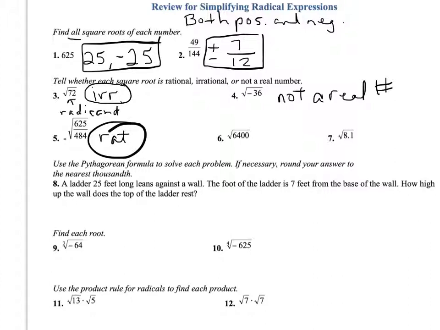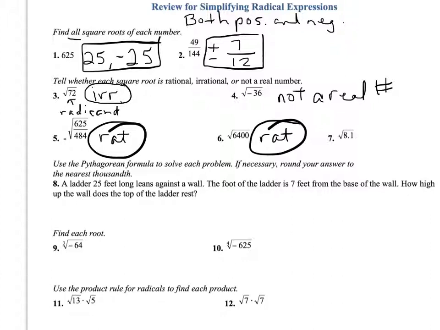If I take the square root of 6,400, that too is going to be rational. If I put it in the calculator, I'm going to come up with something that is not an ugly decimal number. It's going to end up being a whole number value.